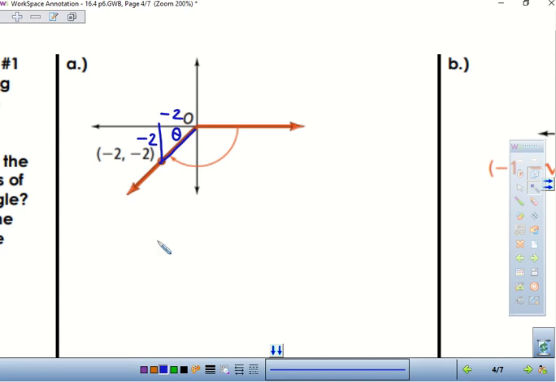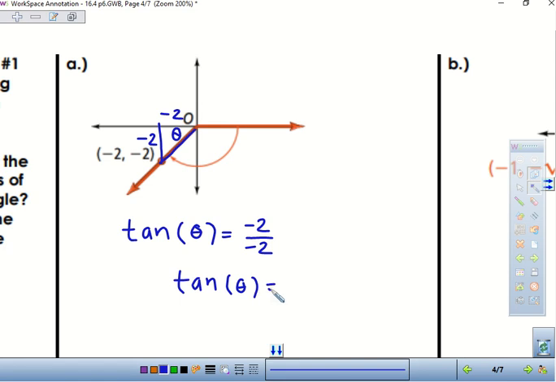Now, I don't really need to know what the hypotenuse is. You could find it using the Pythagorean theorem, right? But what I'm really going to need to know is what theta is. So I don't have the hypotenuse, but I have the opposite and the adjacent. So what trigonometric function would help me here? Tangent. So if I do tan of theta equals -2 over -2, that's tan of theta equals 1, right?